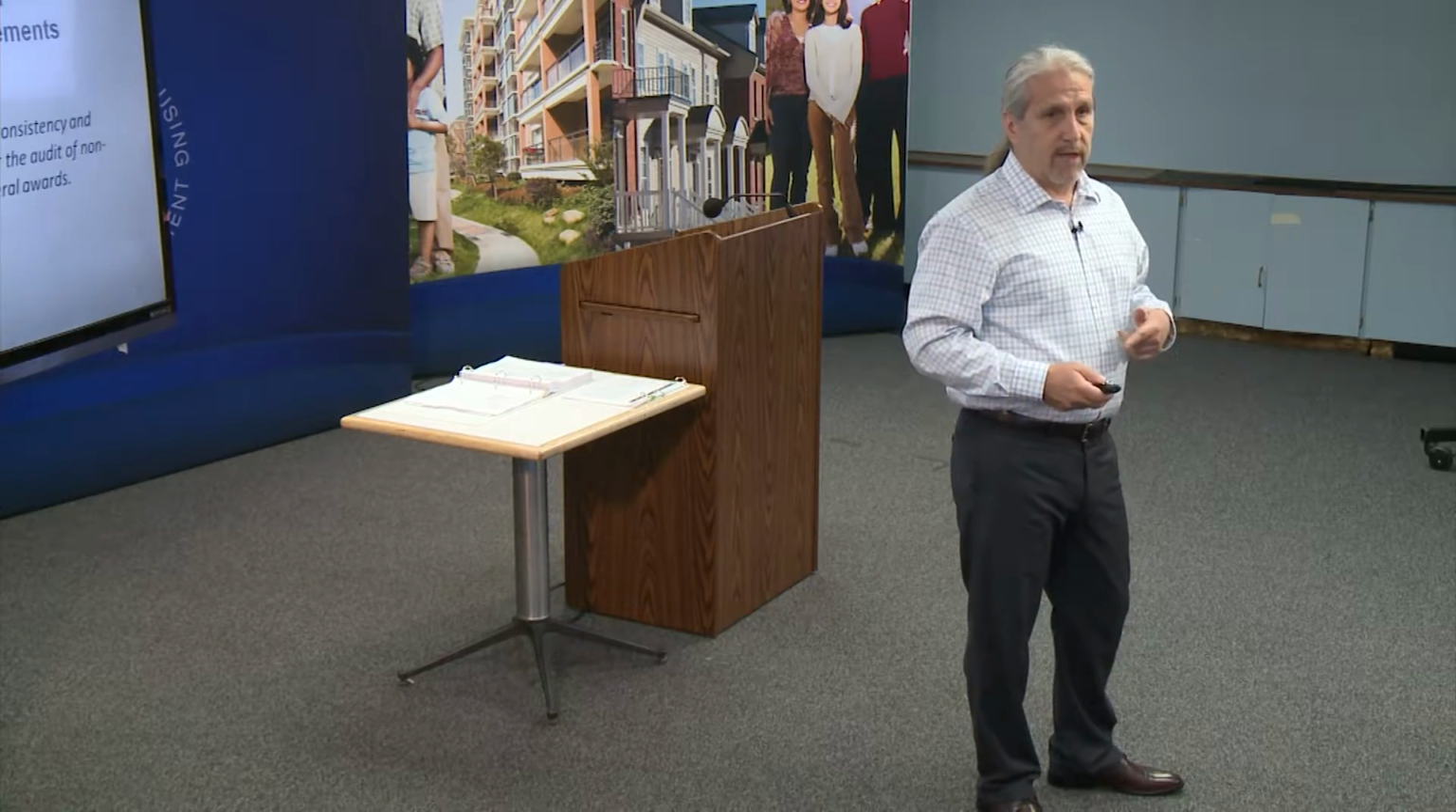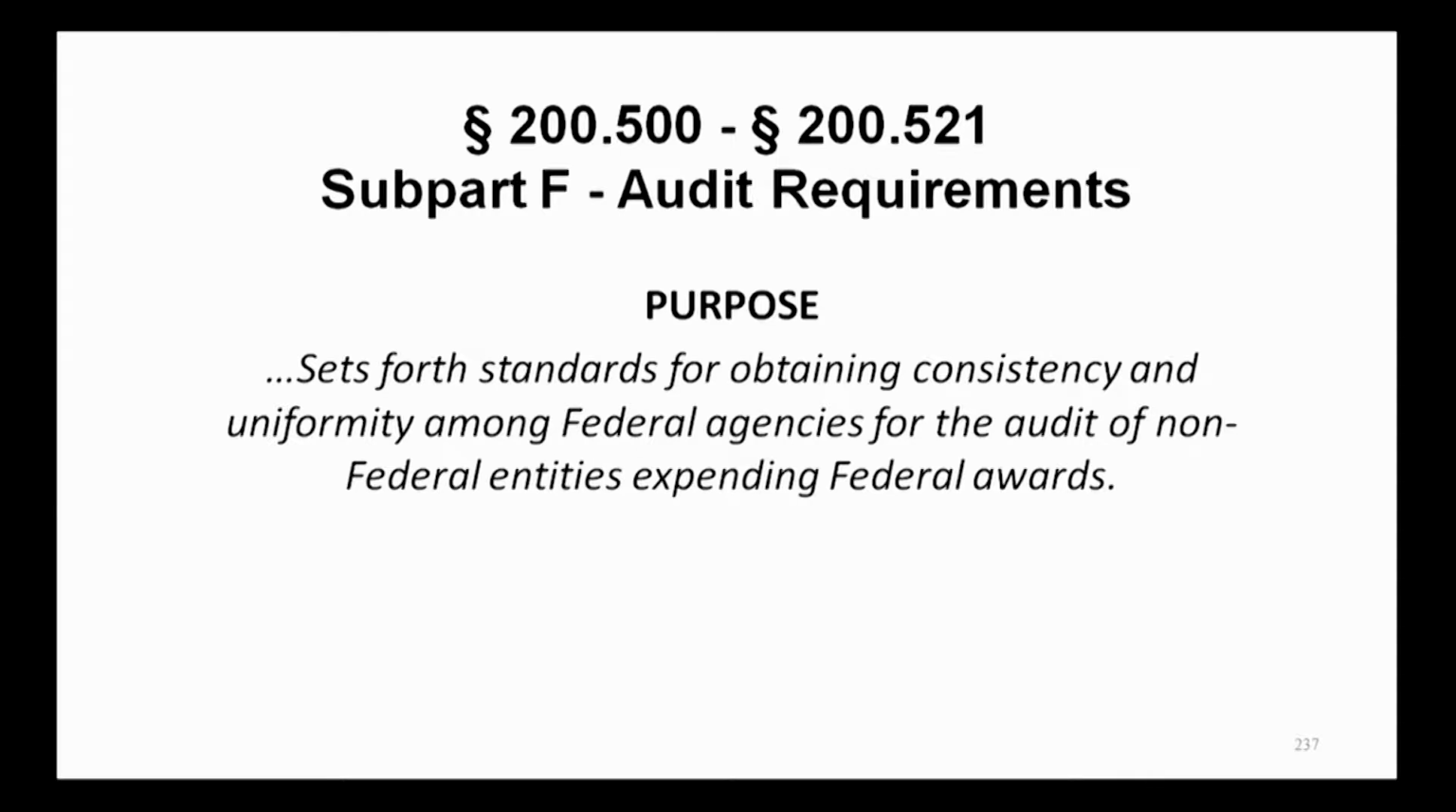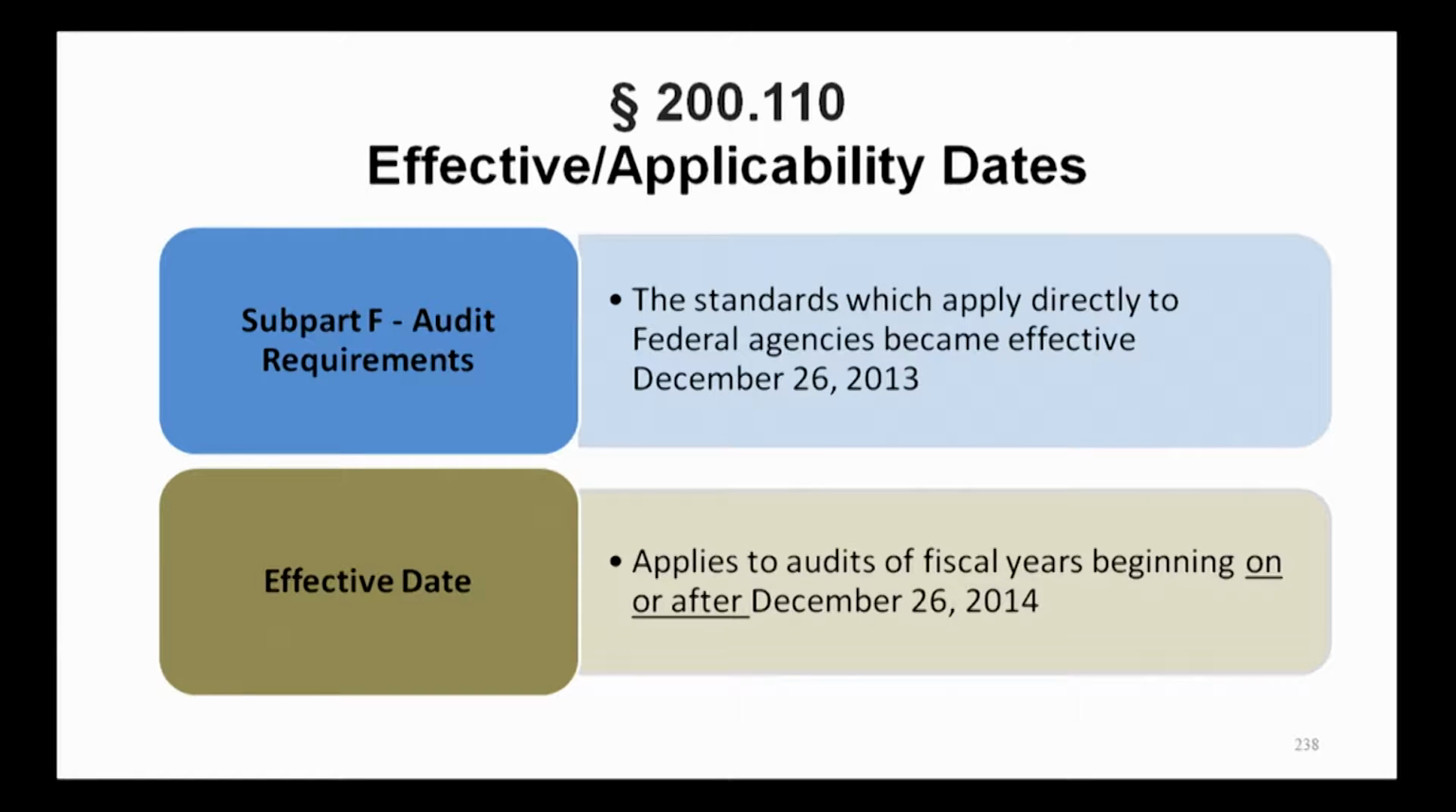Let's take a look at the purpose of audit requirements: to set forth the standards for obtaining consistency and uniformity among federal agencies for the audit of non-federal entities expending federal awards. That's the general purpose. The effective and applicability dates: they became effective for federal agencies December 26, 2013, and apply to all audits of fiscal years beginning on or after December 26, 2014. Bottom line, all audits that you have in place right now are in effect and subject to subpart F.